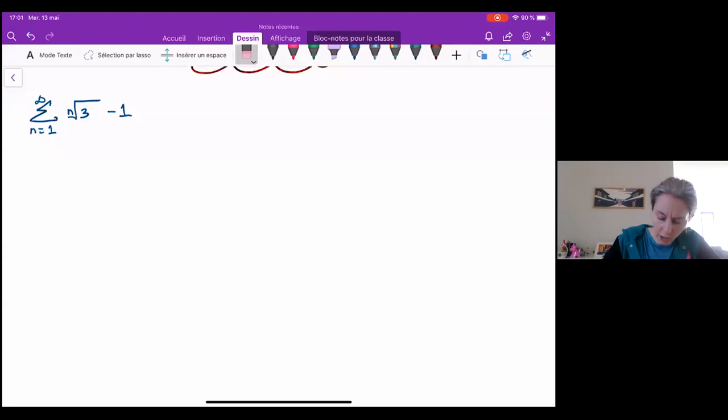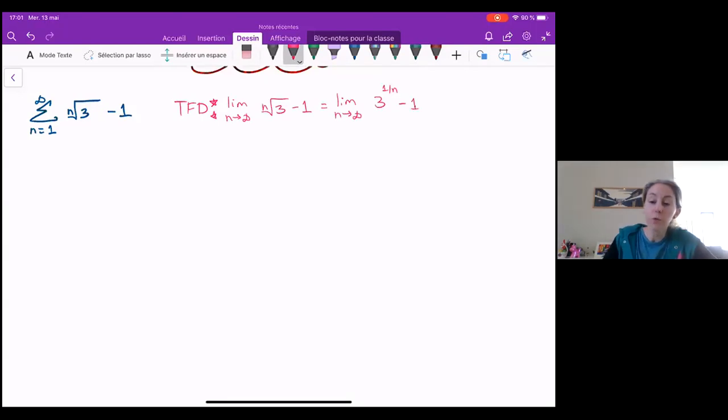So in this question right here, I'm actually going to start off by applying the test for divergence. So my test for divergence, the limit as n approaches infinity of the nth root of 3 minus 1 is equal to the limit as n approaches infinity of 3 to the 1 over n minus 1. Well, 1 over infinity, as we go to infinity, that's going to 0, and 3 to the 0 is going to 1. So this is just 1 minus 1 is equal to 0, and the test for divergence fails.